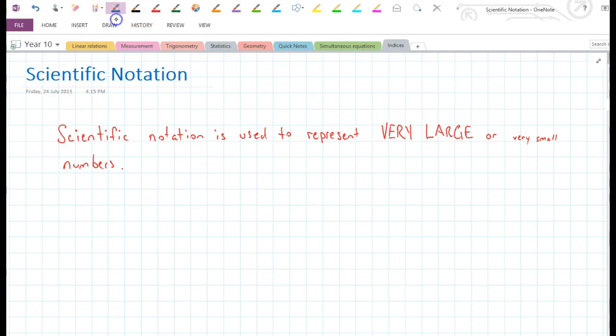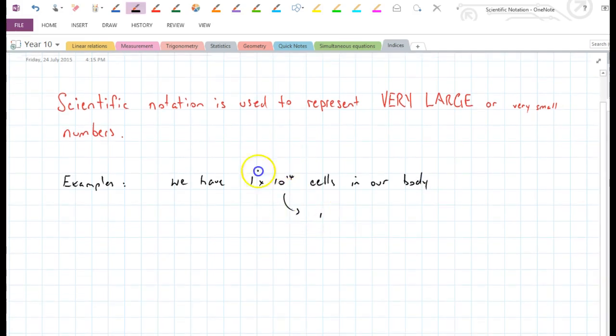So let's look at some examples of where scientific notation is appropriate. Here's a good example: 1 times 10 to the power of 14 cells, I believe, in our body. It's quite a few cells. So what this means is 10 to the power of 14. You know what that means? That's like a 1 with 14 zeros after it. 1, 2, 3, 4, 5, 6, 7, 8, 9, 10, 11, 12, 13, 14. Okay, that was helpful, wasn't it? Get rid of that now. You understand what that's about.